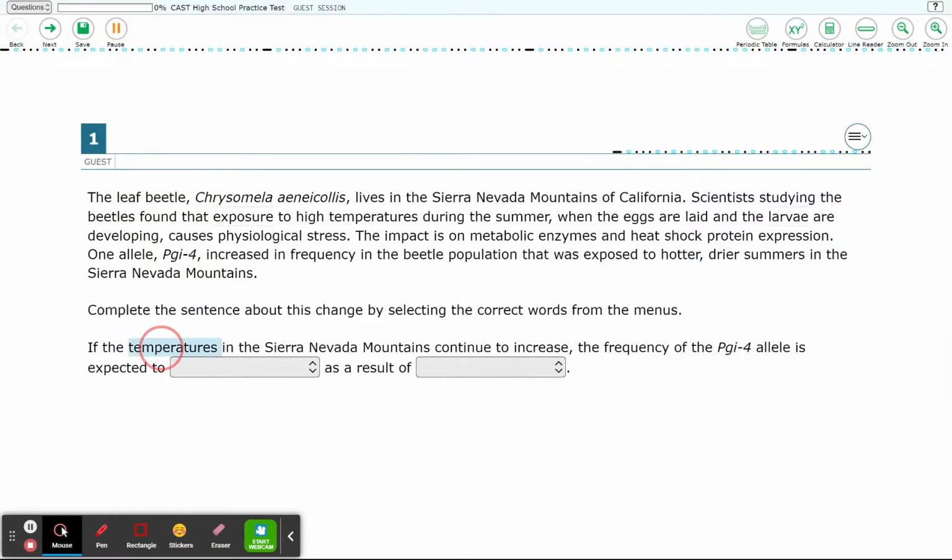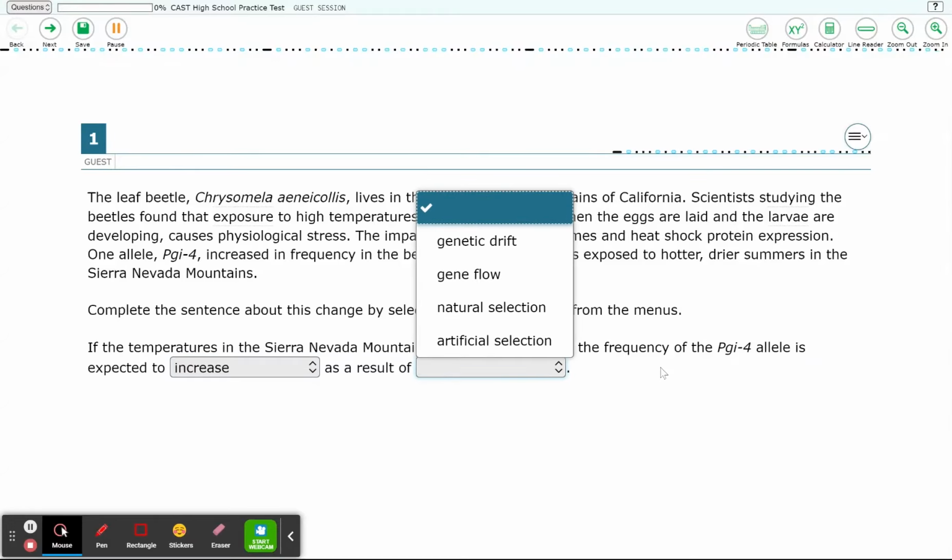And then we find if the temperatures continue to increase, based on the only evidence we have, that is when the temperature increases, this allele becomes more frequent, then this allele is expected to increase. There's no evidence that it would do otherwise. Okay, since the only evidence we have is that it increases when it gets hotter. Then the big key is which of these four choices is causing it.